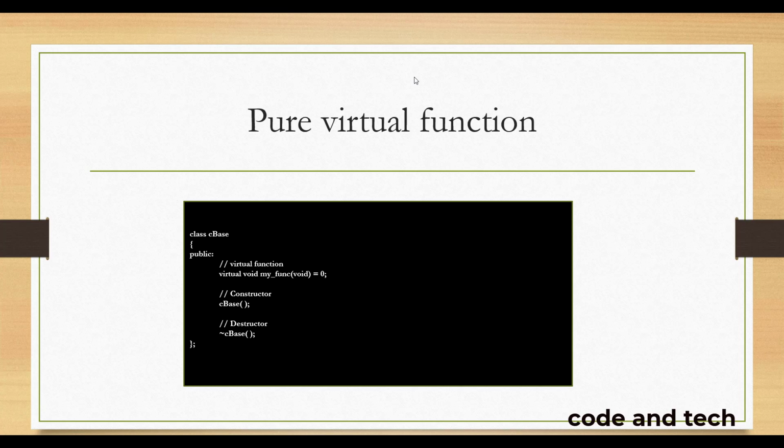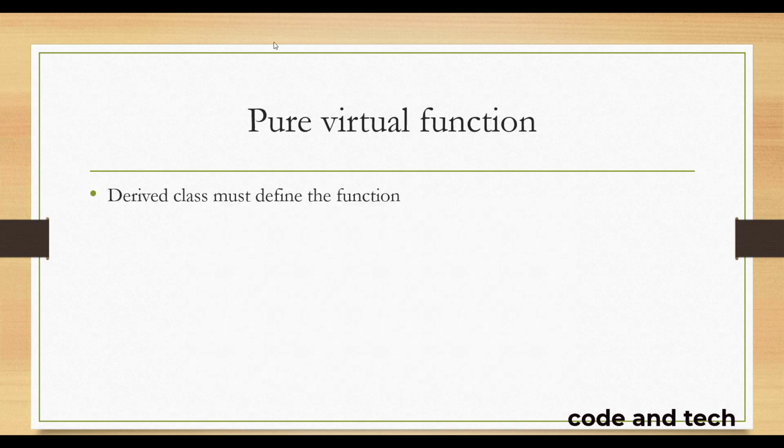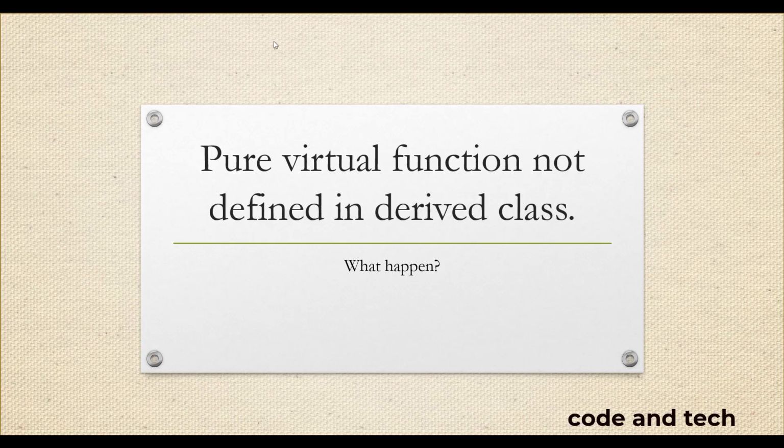Now let us discuss what a pure virtual function means. Here you can see how to define a pure virtual function. Here you can see that there is an equal to 0. This means that the virtual function is pure. Actually, a pure virtual function means the derived class must define the function, otherwise the compiler will throw an error. During the example presentation, we can also check what happens if we don't define a pure virtual function in the derived class.